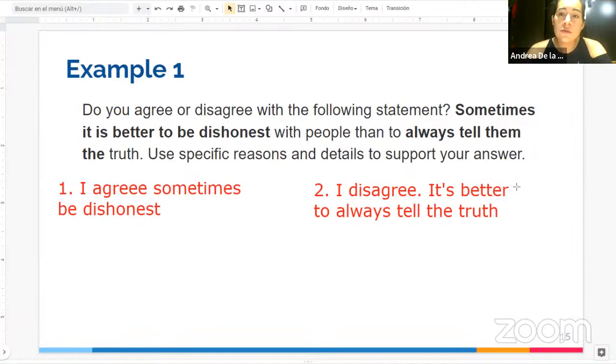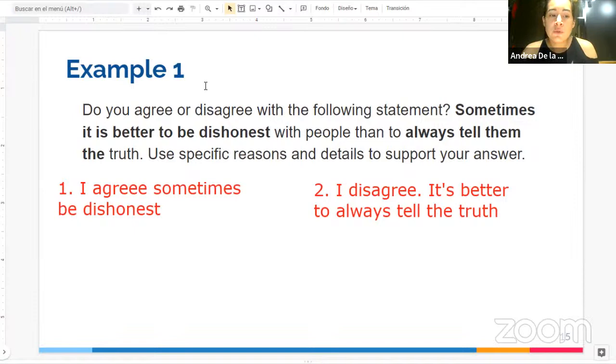If you're thinking too much, because this should be really quick, what you can do is do a brainstorming of ideas, okay? I'm gonna tell you something. I'm getting ahead. In your essay, you always have to give two reasons, okay? So if you think, I agree that it's better to be dishonest, you need to give me two reasons why it's better to be dishonest. And if you're saying that you disagree, that it's better to tell the truth, same thing. You need to give me two reasons.